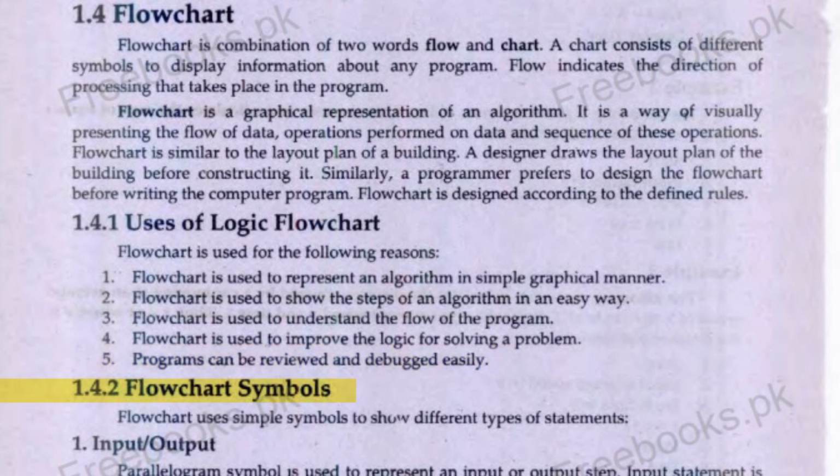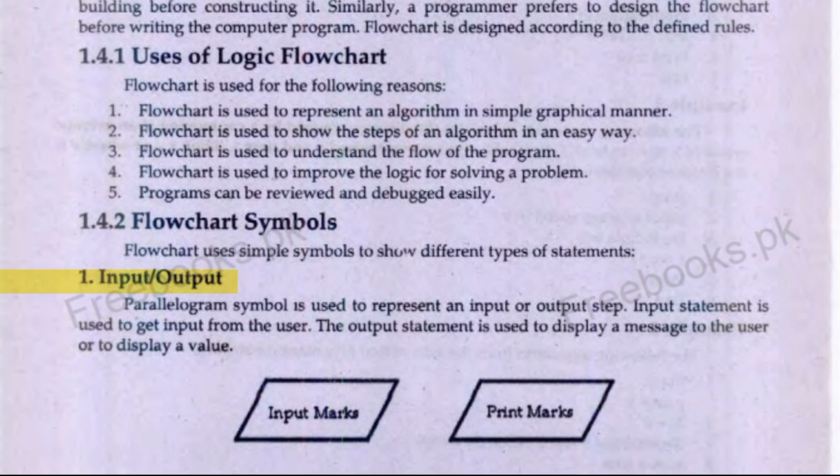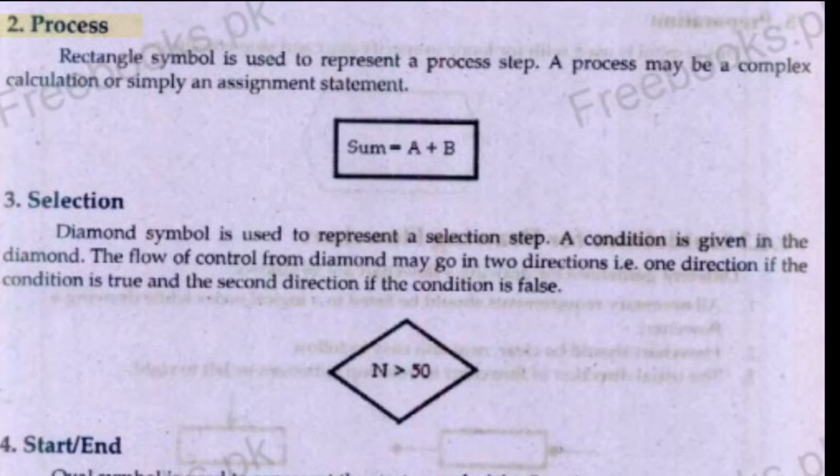1.4.2 Flowchart symbols. Flowchart uses simple symbols to show different types of statements. 1. Input, output. Parallelogram symbol is used to represent an input or output step. Input statement is used to get input from the user. The output statement is used to display a message to the user or to display a value. Input marks. Print marks.